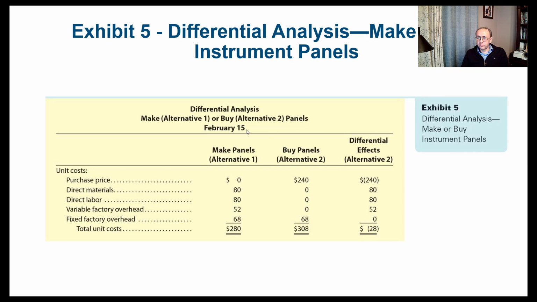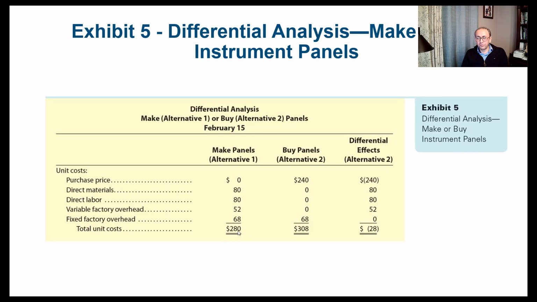So alternative one here is to make the panels, and you see here the cost. The revenue is not going to be a factor because whether we buy it or make it, the revenue is going to be the same. So let's only focus on the cost. The purchase price, if we decided to make it, would be zero. There's no purchase price. The direct material would be 80, direct labor is 80, variable factory overhead is 52, and the fixed factory overhead is 68. So that would give us a total unit cost of 280. So that's how the cost is if we decided to make it.